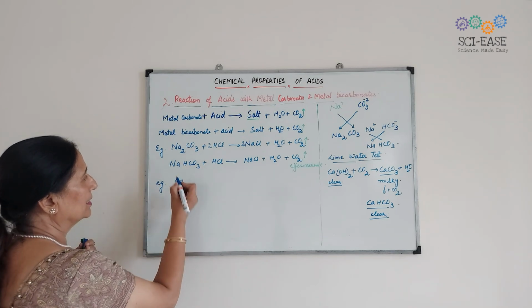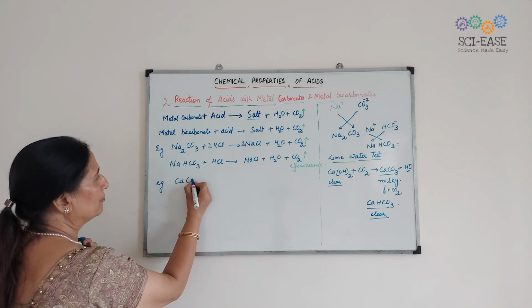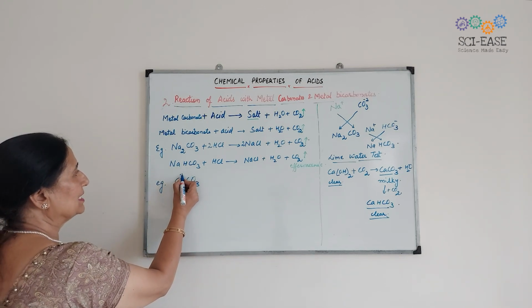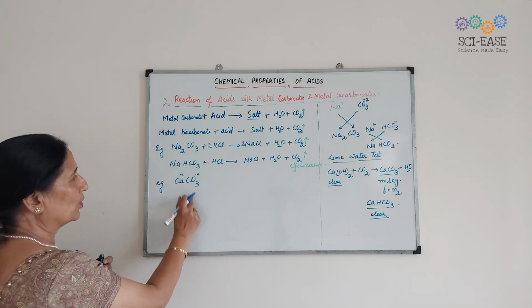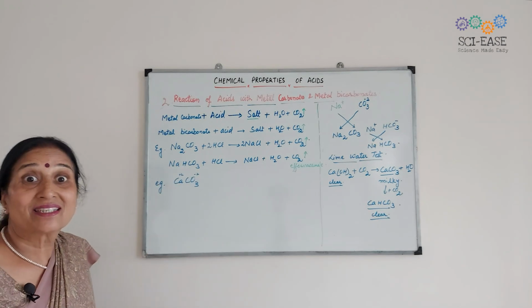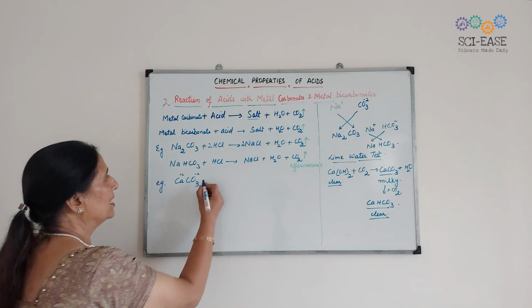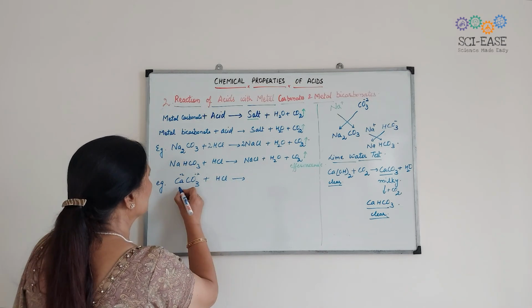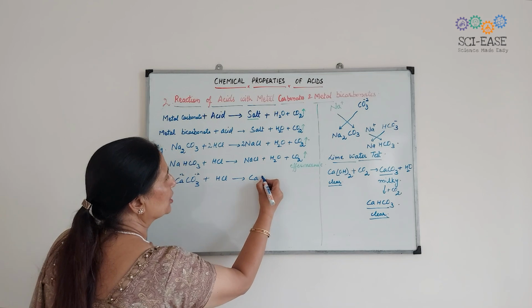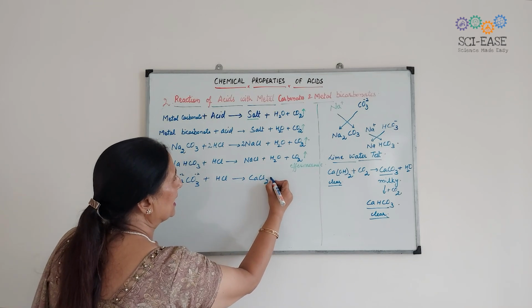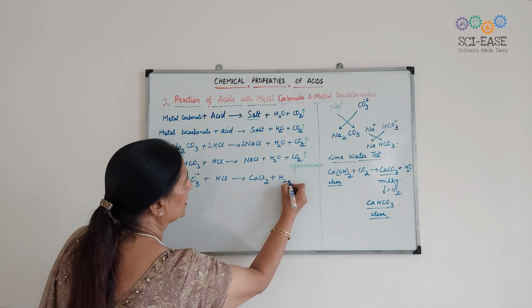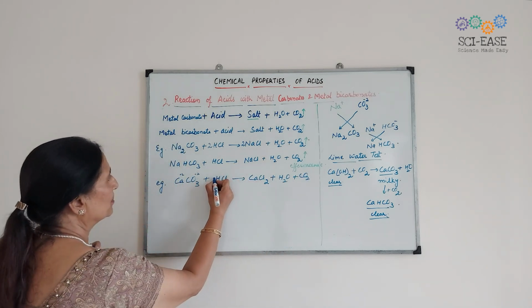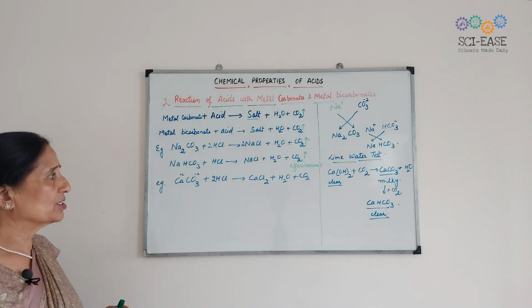Now, I will take the second example, that is calcium carbonate. Now, calcium carbonate formula is CaCO3. Why? +2 valency here, -2 valency here, cross it, it will come out to be CaCO3. So, when we add HCl, what will be the result? This will result in the formation of CaCl2, calcium chloride, plus water plus carbon dioxide gas. You should balance it. Now, the equation is balanced.